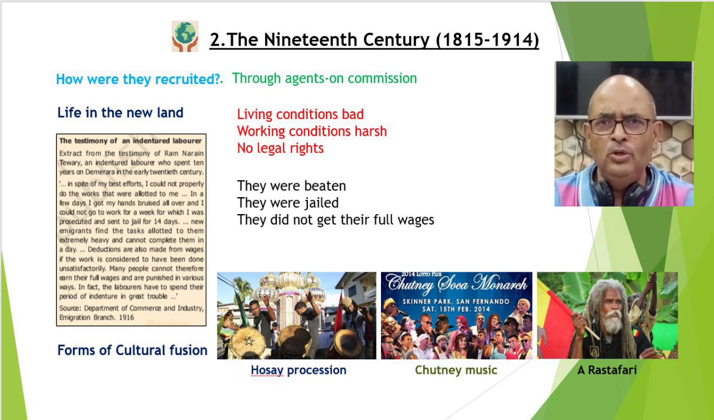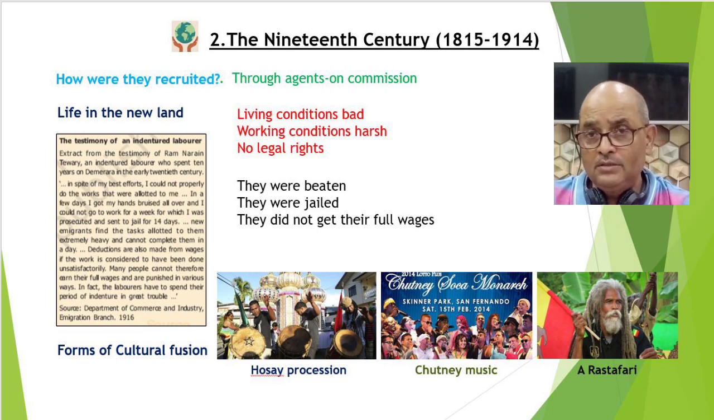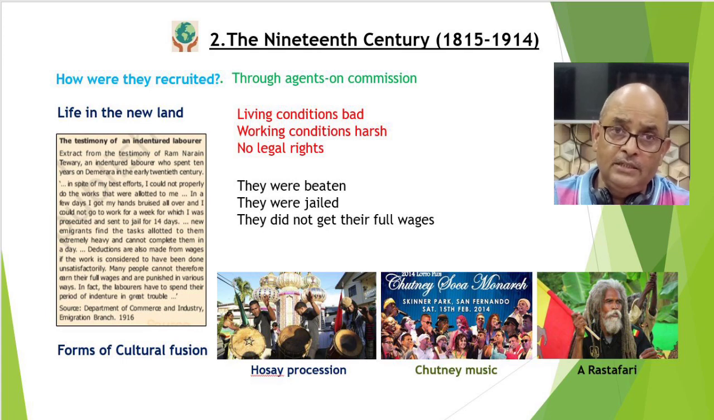They had almost no legal rights. They were treated as virtual slave labor. If they tried to escape and unfortunately were caught, they faced severe punishment. You can see source A given in the book, the testimony of an indentured labor. This is an extract from the testimony of Ram Narayan Tiwari, an indentured labor who spent 10 years in Demerara in the early 19th century. Demerara is a region which is a part of Guyana, which lies on the north coast of South America.